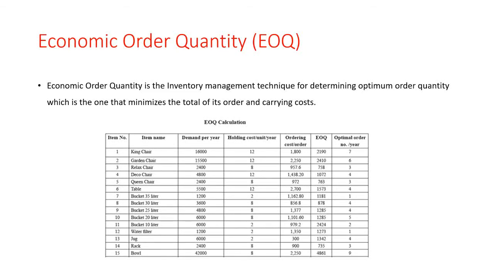There is a demand per year, holding cost per unit per year, ordering cost per order, EOQ and optimum order number per year. By using this formula, EOQ equals root of 2 into D into S divided by H, and for the optimal order number per year the formula is N equals D divided by EOQ. By using these two formulas we have to find out the EOQ calculations.